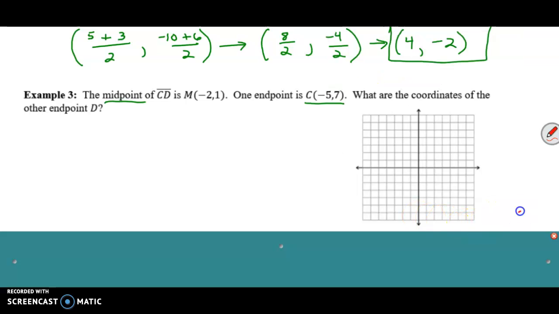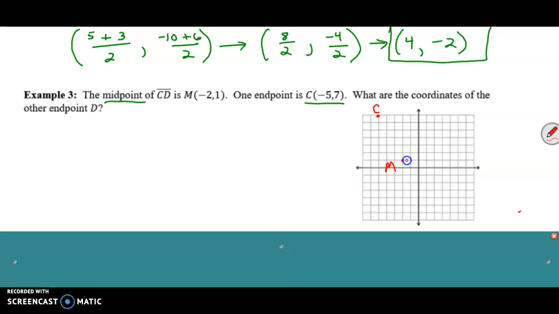Okay, M is -2, 1. -2, 1 would be right here. This is M. Okay, C is -5, 7. 1, 2, 3, 4, 5. 1, 2, 3, 4, 5, 6, 7. So C is up here somewhere.